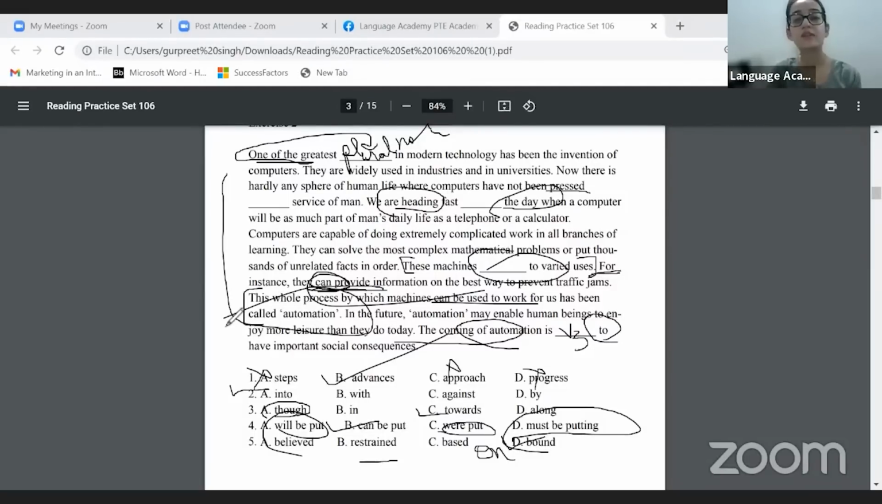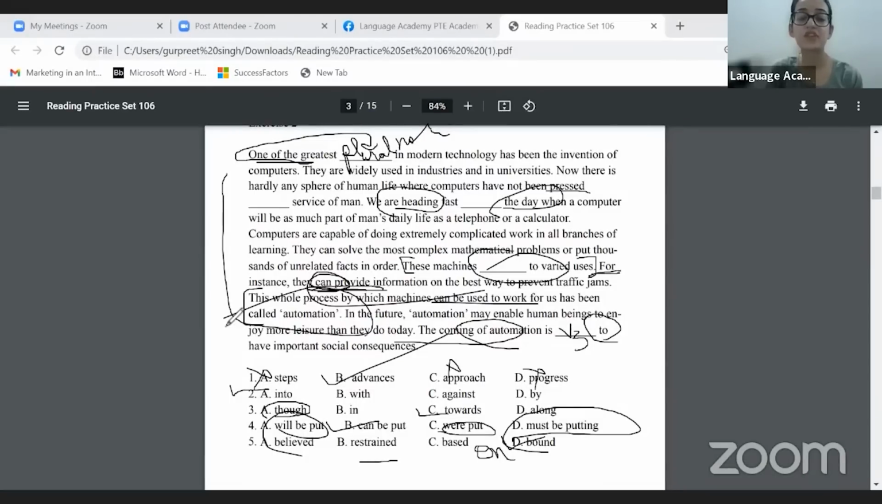The fourth one, with the help of the example, we come to know that they are talking about present tense. So we'll also go with present tense, which is "can be put". And the last one, the grammatical rule is, with all the helping verbs comes the third form of verb. It is a passive statement. So with "is" comes the third form. All four are third form.